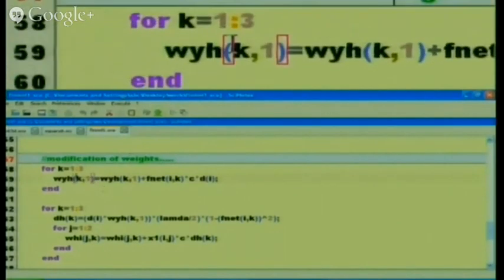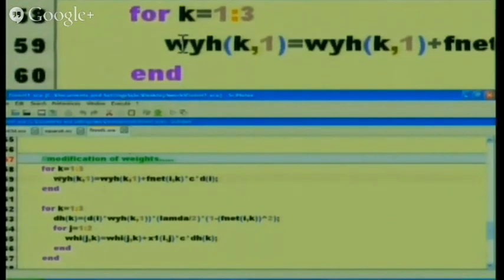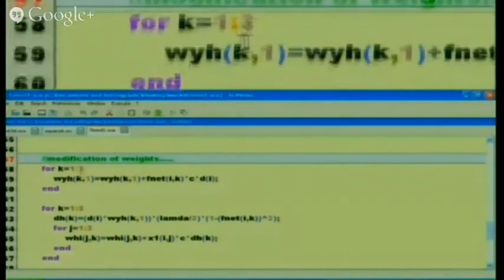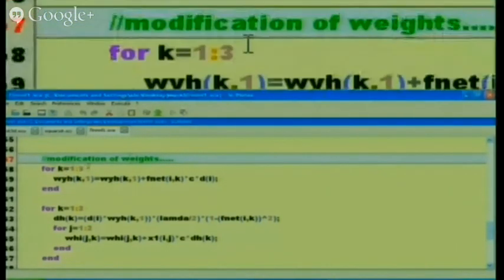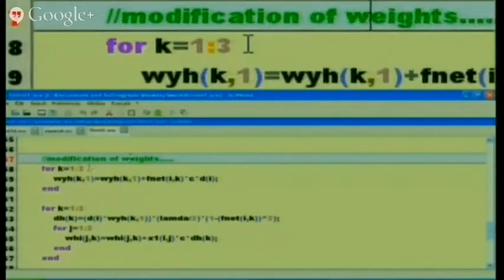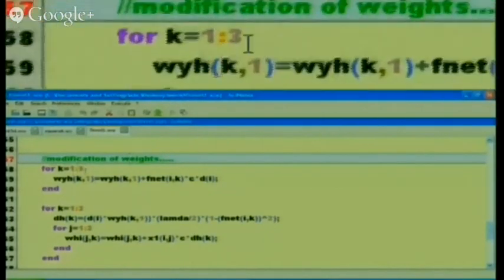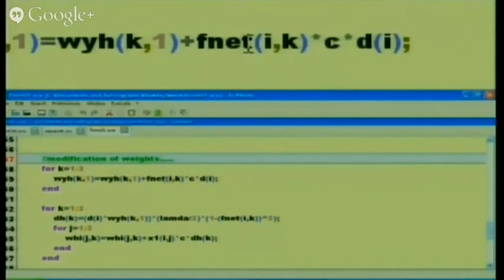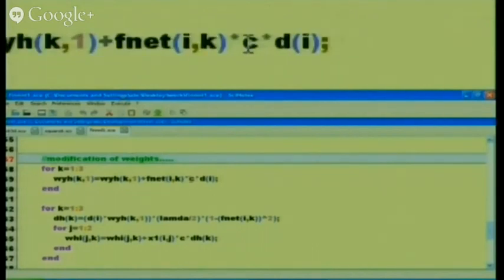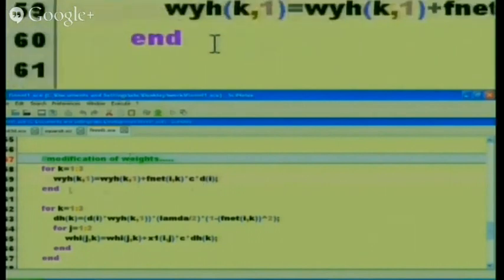So this is the modification of weights for the output. For k equal to 1:3, WYH into k1. Why have we taken 1:3? Because the input to the output neuron is coming from the 3 neurons of the hidden layer, right? So this is the previous weight plus the output, which is the input for the output, into the learning constant into delta DI, and this is the end of the loop, right?